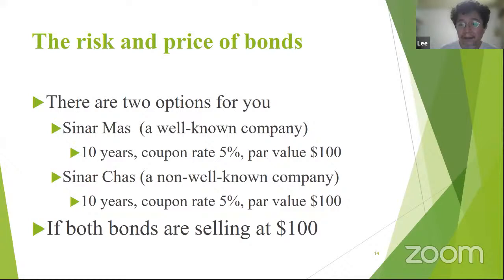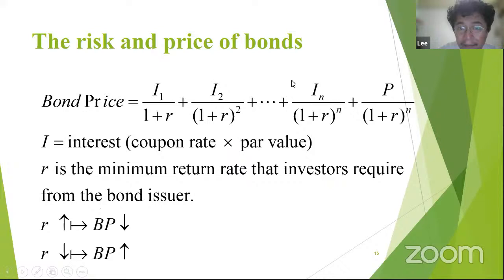Okay, so here we can see this is the bond price formula. I think if you have studied investment or financial management, you already know the formula. I think this is easy. The I is the interest the investor receives every period from the company. Maybe 1 year, maybe 6 months, maybe a quarter. It depends on the terms. So I is the interest.